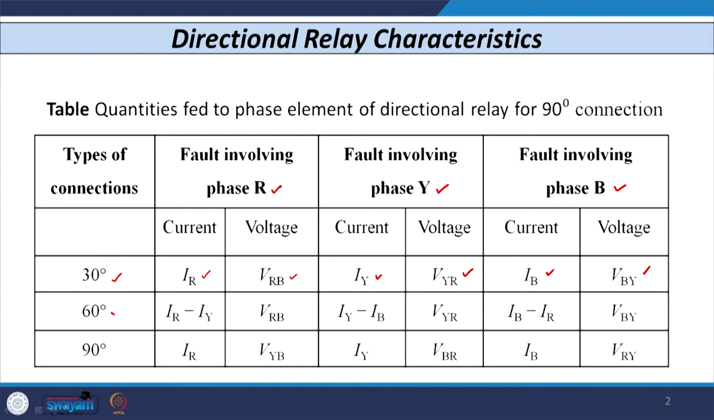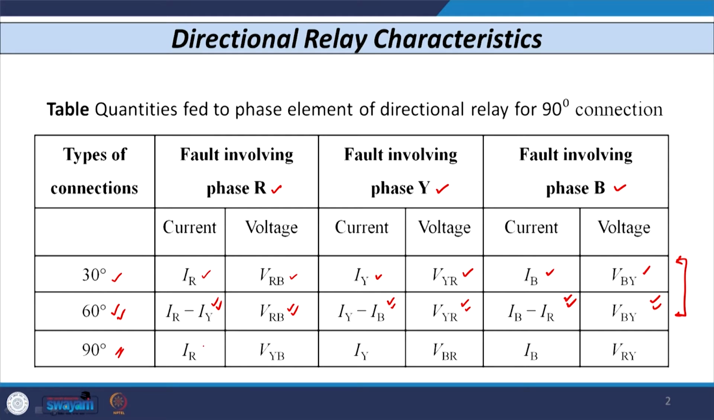Similarly, for Y phase and B phase we have to give IY and VYR, and IB and VBY. If I use the 60 degree connection, then for R phase I have to give the current IR minus IY, and the voltage VRB, whereas in Y phase we have to give IY minus IB, and for voltage we have to give VYB, and accordingly for the B phase. However, if I use either the 30 or 60 degree connection, then for certain fault conditions the relay may produce very low torque. So, to rectify that, in actual practical fields they use the 90 degree connection.